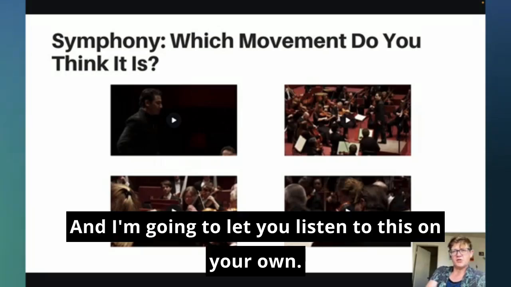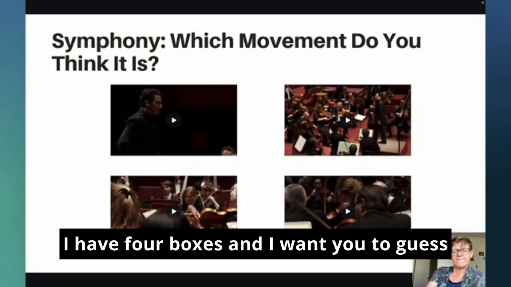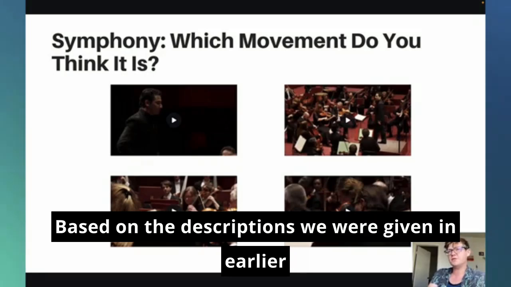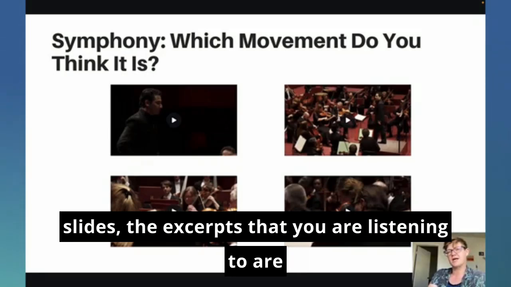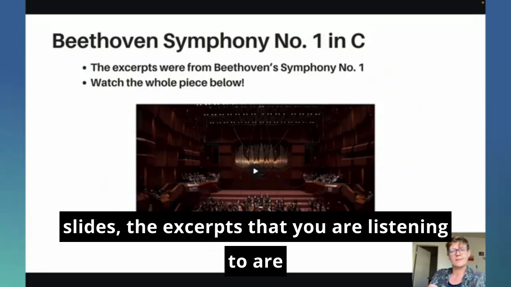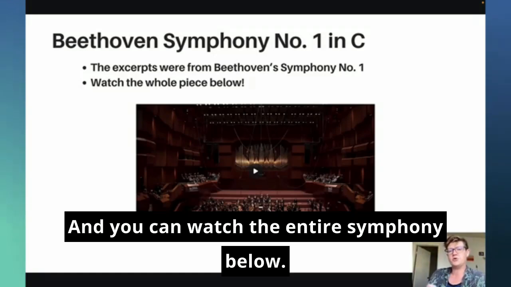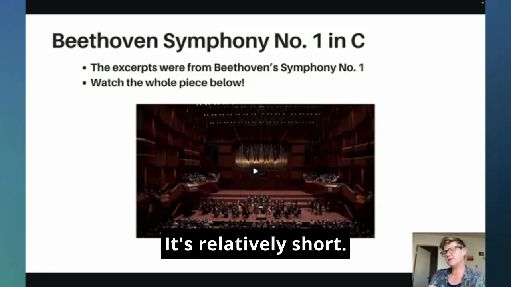And I'm going to let you listen to this on your own. I have four boxes, and I want you to guess which movement of the symphony you think it is based on the descriptions we were given in earlier slides. The excerpts that you are listening to are from Beethoven's First Symphony in C major, and you can watch the entire symphony below. It's relatively short.